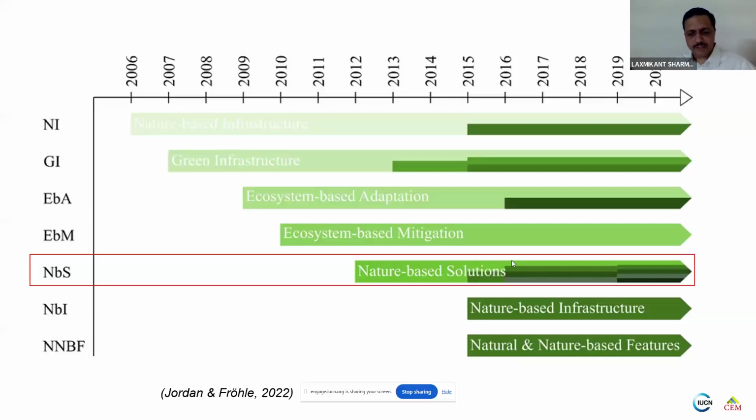Now, Jordan and Fowler 2022 describe that in 2006 nature-based infrastructure was first talked about in this term. But in later years, nature-based solutions came into force around 2012, and NBS was given as a better solution instead of the terms ecosystem-based adaptation, ecosystem-based mitigation and green infrastructure. Now it has come in the form of green, nature-based solutions.